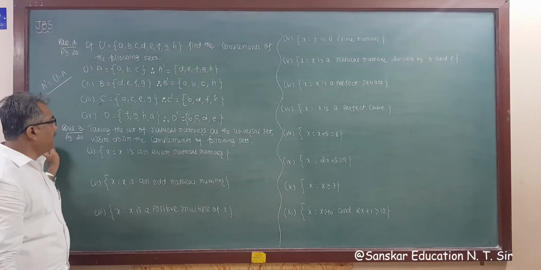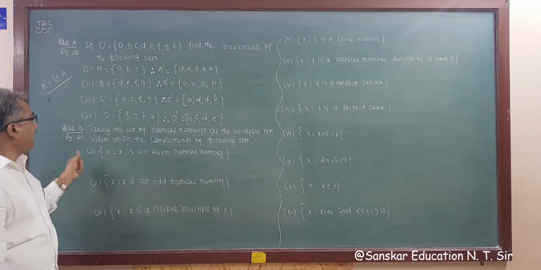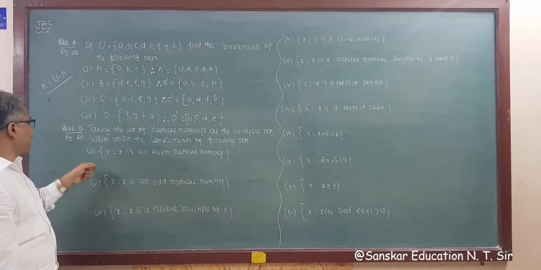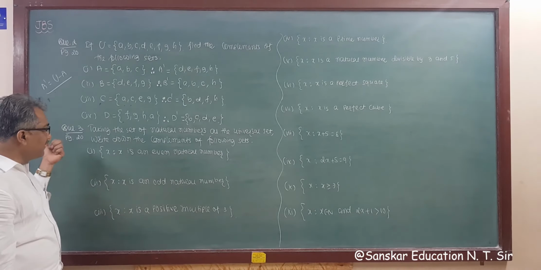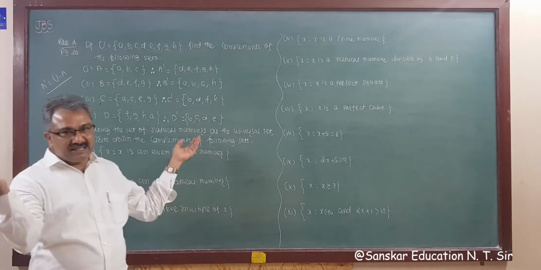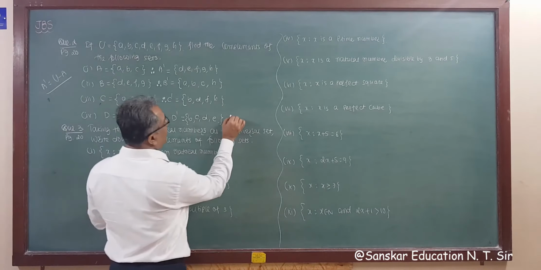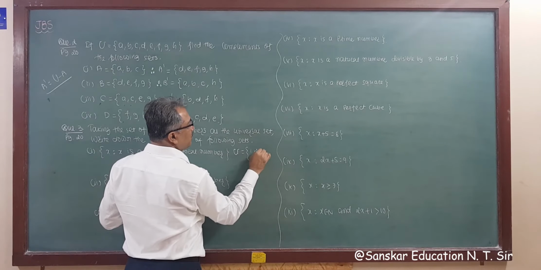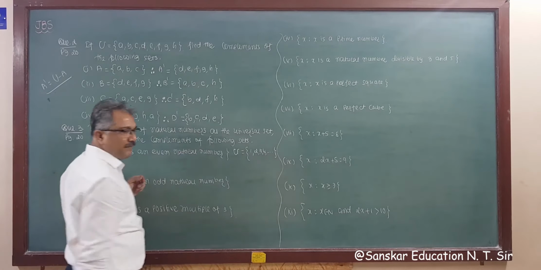Now question number 3. Taking the set of natural numbers as the universal set, write down the complements of the following sets. First, x, where x is an even natural number. So given that U is the set of natural numbers, means all numbers 1, 2, 3, 4, 5, 6, 7, 8, 9, and so on. This is your set U given.